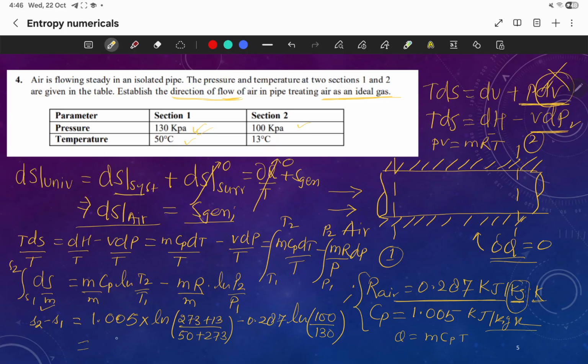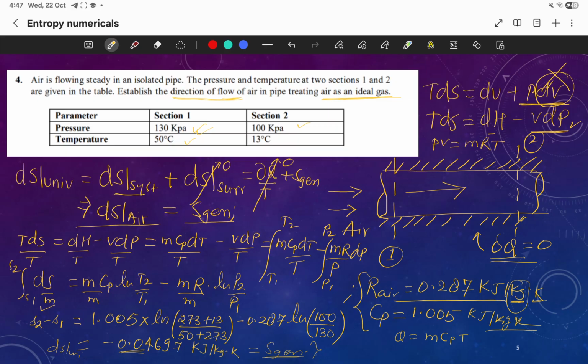We will get the entropy value as minus 0.04697. The unit will be kilojoule per kg Kelvin, right? This is the change in entropy of the universe, or this will be equal to S generation. Now you can see, if the air is flowing from left to right, from 1 to 2, its entropy generation is coming as negative, right? So this is not feasible.